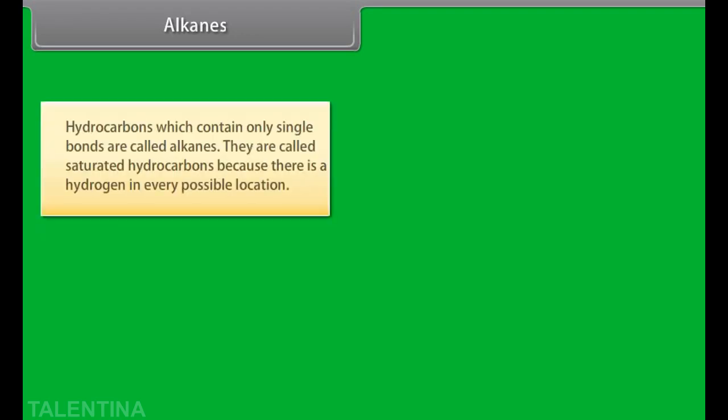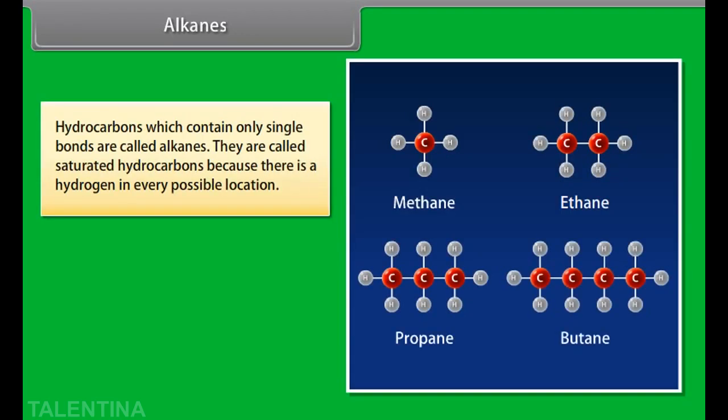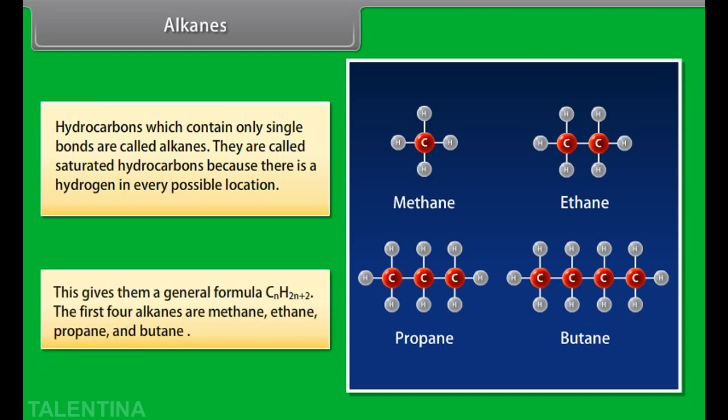Alkanes. Hydrocarbons which contain only single bonds are called alkanes. They are called saturated hydrocarbons because there is a hydrogen in every possible location. This gives them a general formula CnH2n+2. The first four alkanes are methane, ethane, propane and butane.